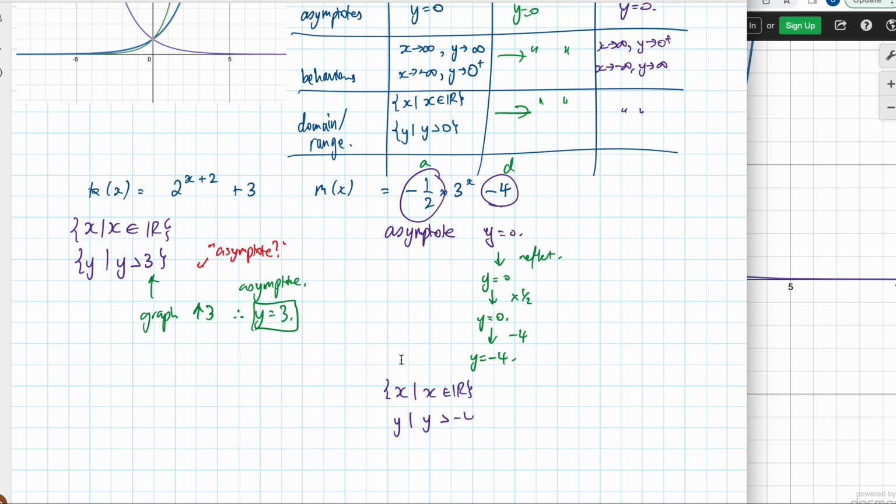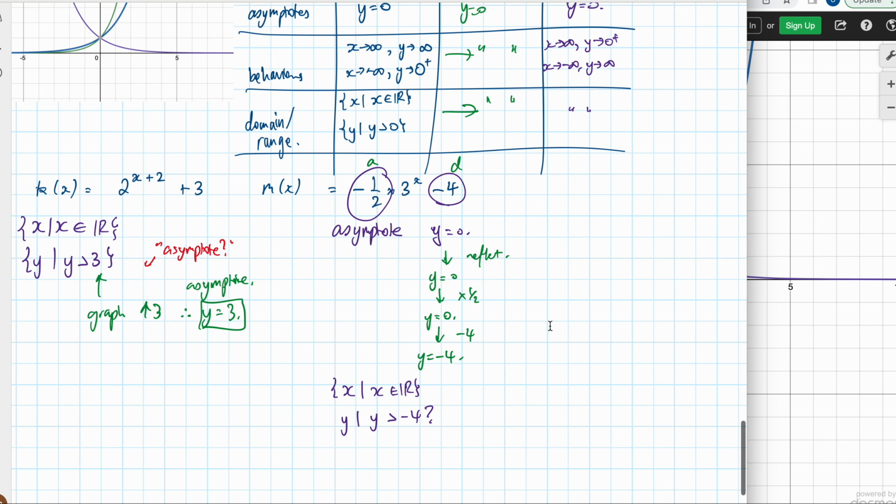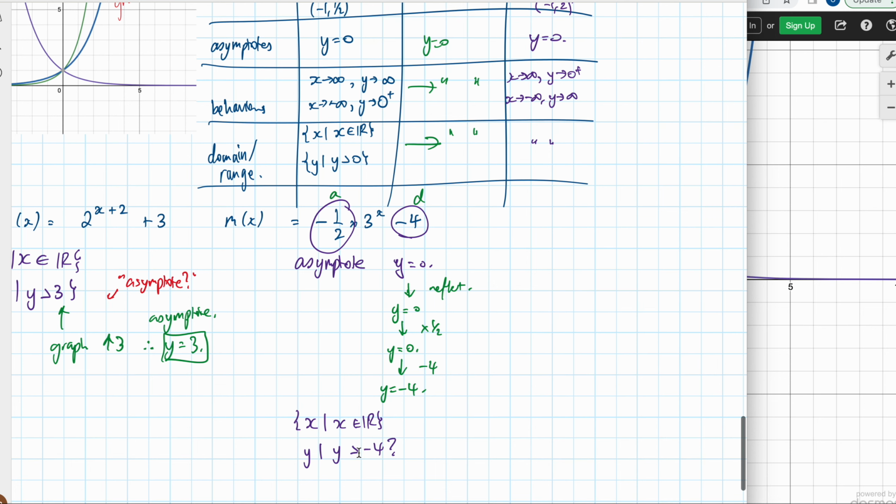Or is it? Well, I really like doing a little sketch of this function, okay? A real common mistake is to keep it like this. But we know there's also been a reflection. So what I like to do is consider, I've got 3 to the x here, which looks like this.